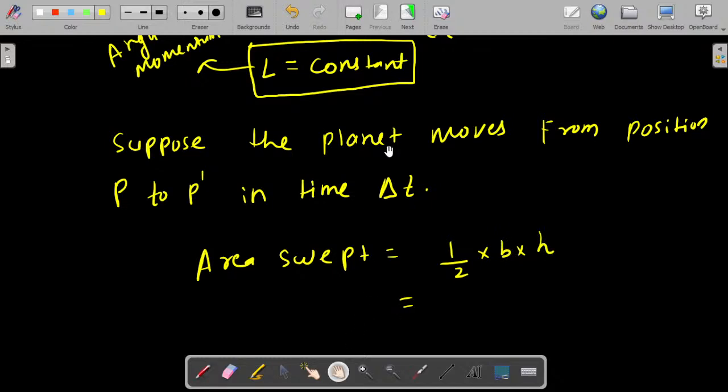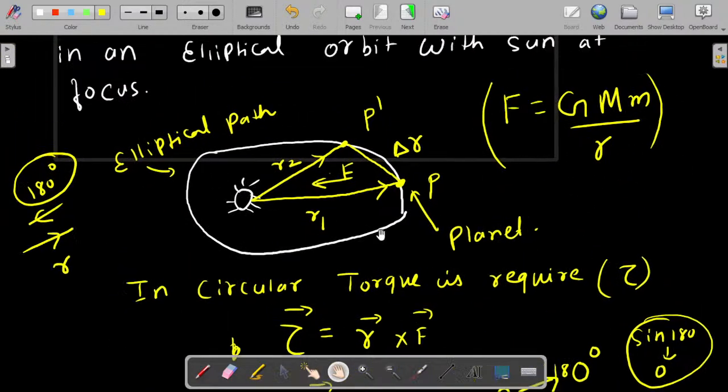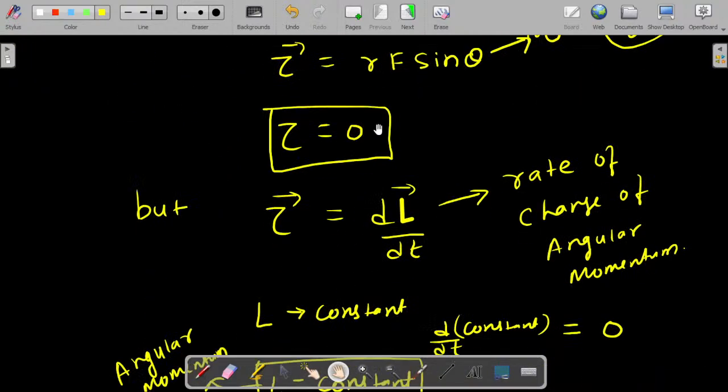So in this diagram you just see, first you note down up to this. So we'll get area swept, that is delta A. In this diagram, when the planet moves from P to P dash, it covers some area. This is the area swept. So how to find the area of this term? Half into base into height. Height is delta R, base is R1.